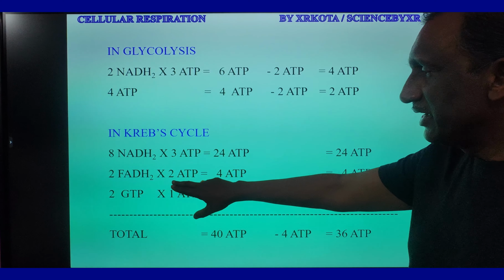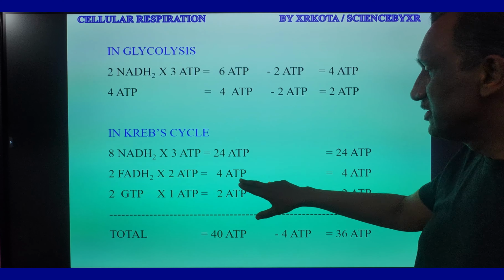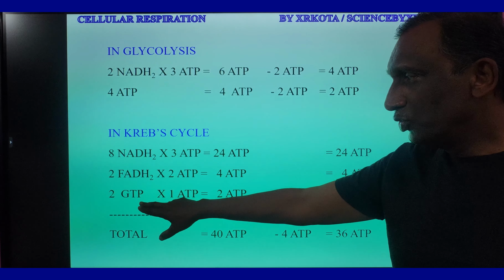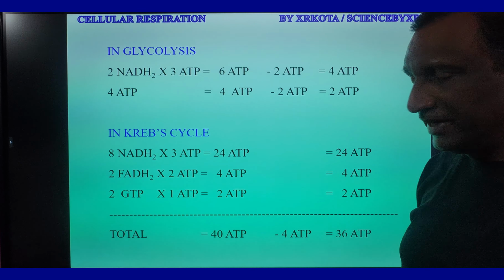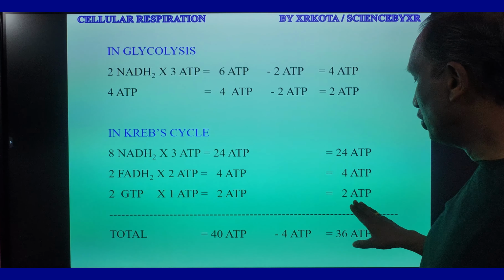So 2 FADH2 will produce 2 ATPs each, so total 4 ATPs, and 2 GTP which is equal to 1 molecule of ATP each, so 2 ATPs.